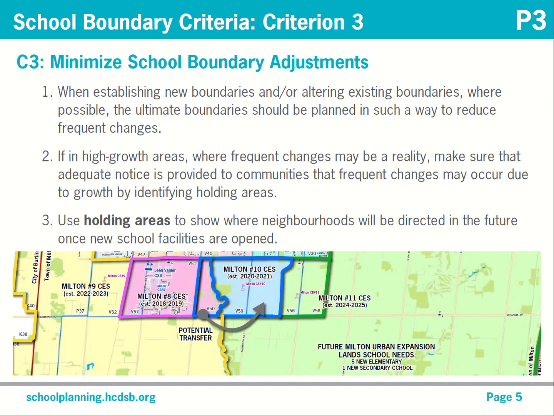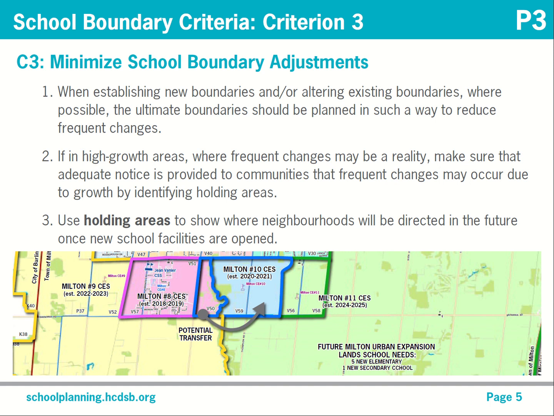The third criteria is to minimize school boundary adjustments. Acknowledging that boundary reviews can sometimes be disruptive to a community, we want to ensure that the number of times that we create changes or new boundaries is minimized to once every 5 years. Now, given the fact that Milton is a high growth area where new schools are often introduced and opened, this is not always something that's possible to achieve.